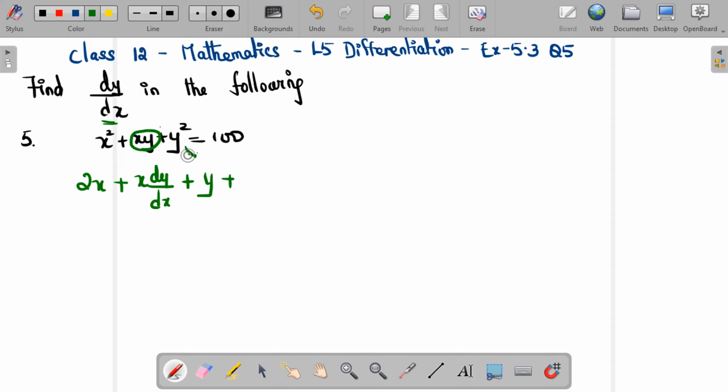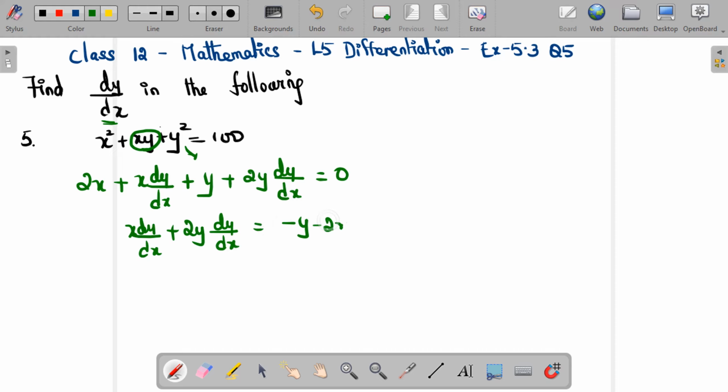Now for the differentiation of the last term, this will become 2y dy by dx is equal to, on the right side it is just a constant, so after differentiation it will become 0. Now keep all the dy by dx on the left side and move the rest of the terms to the right side. So x dy by dx plus 2y dy by dx is equal to minus y minus 2x.